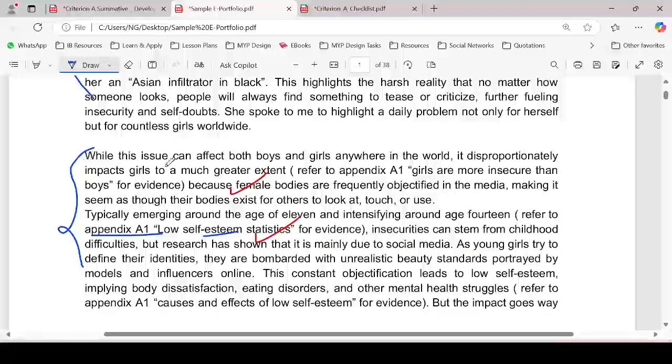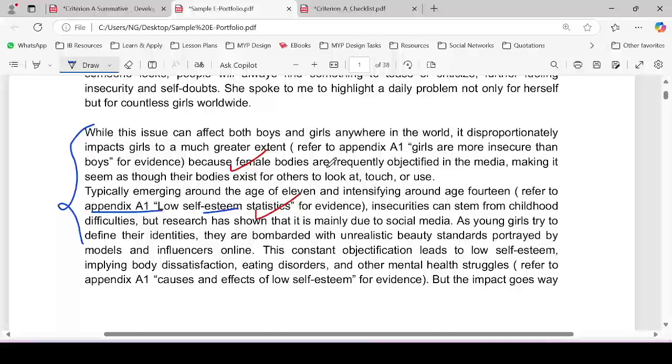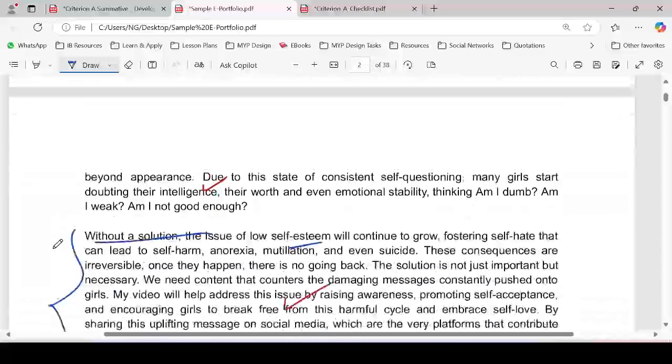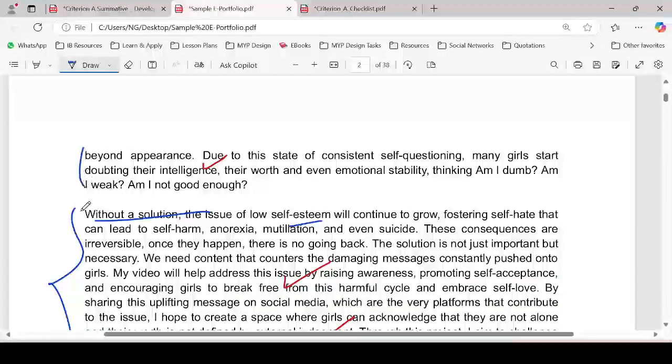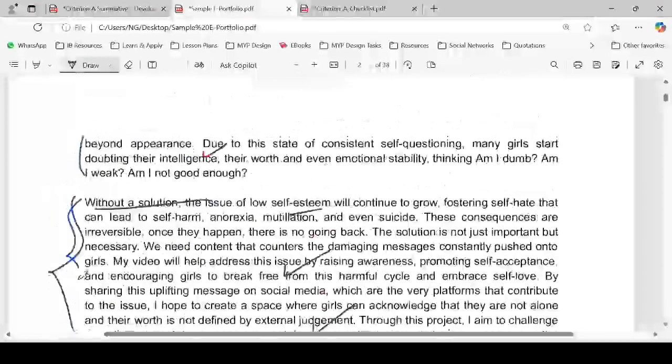Then while this issue can affect both boys and girls anywhere in the world, so he started to talk. Now this is justification, started from here. This is justification, okay, up to somewhere like here. This is the negative part, prognostication.